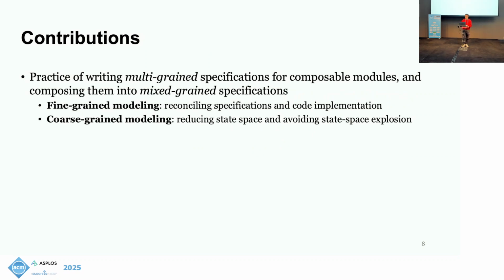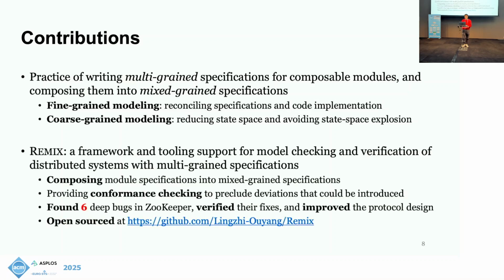To address this challenge, we write multi-grain specifications, which are multiple specifications with different granularities for composable modules, and compose them into mixed-grain specifications for specific scenarios. The fine-grained modeling reconciles specifications and code implementation, and the coarse-grained modeling reduces state space and avoids state space explosion. We developed Remix, a framework for model checking and verification of distributed systems with multi-grain specifications. It composes module specifications into mixed-grain specifications and provides conformance checking to preclude deviations that could be introduced when writing specifications. Using Remix, we have detected 6 bugs in ZooKeeper, verified their fixes, and improved the protocol design.